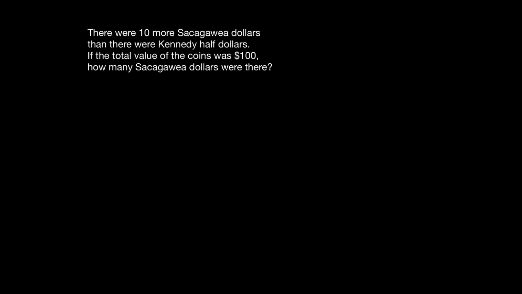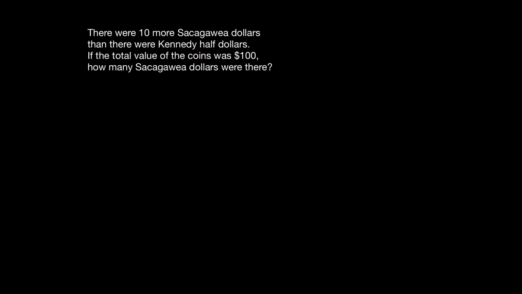Okay, for the third and final example, this one reads, there were 10 more Sacagawea dollars than there were Kennedy half dollars. If the total value of the coins was $100, how many Sacagawea dollars were there? So they're only looking for the number of dollars. We can figure out both, but it's not asking for the number of halves.